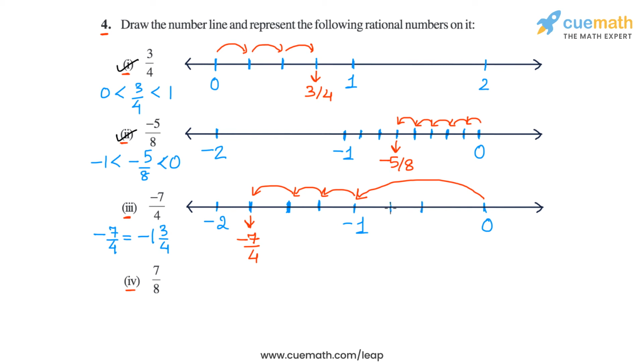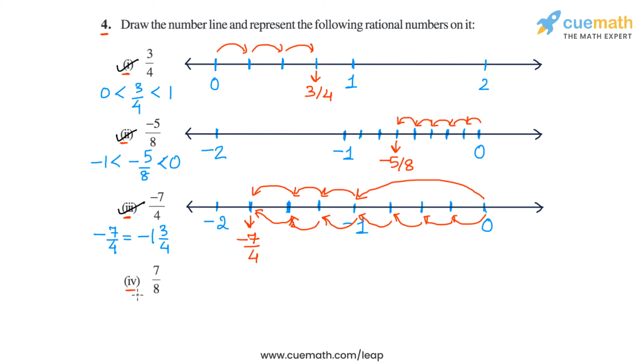You could also have done this part by dividing the interval between minus 1 and 0 also into 4 equal parts. If we divide that interval into 4 equal parts, and then make 7 jumps of 1/4 to the left like this, so 1, 2, 3, 4, 5, 6 and 7, we arrive at the same point on the number line, which is minus 7/4. Okay, so that's how you can plot minus 7/4.